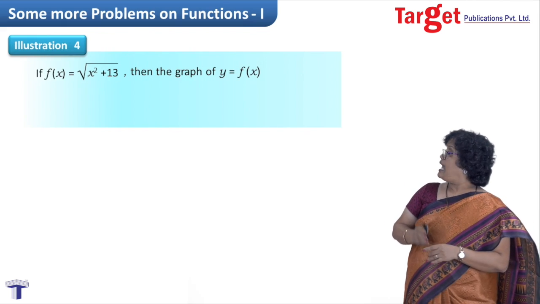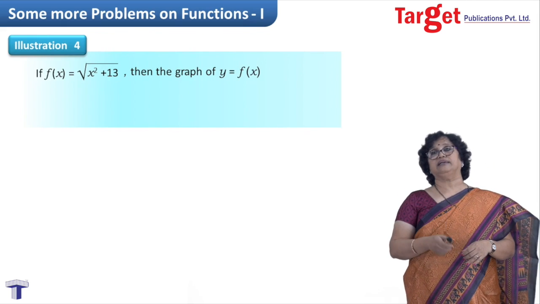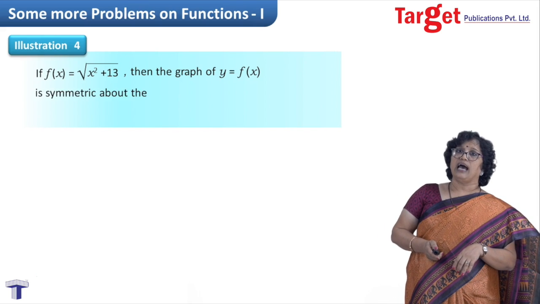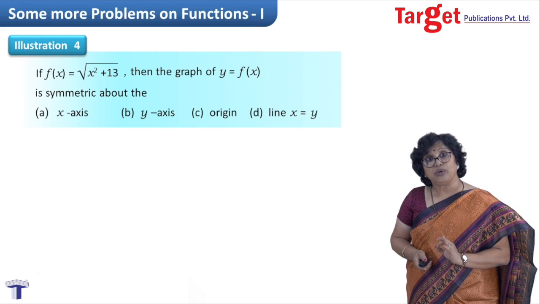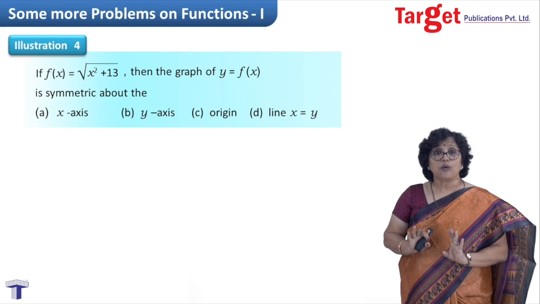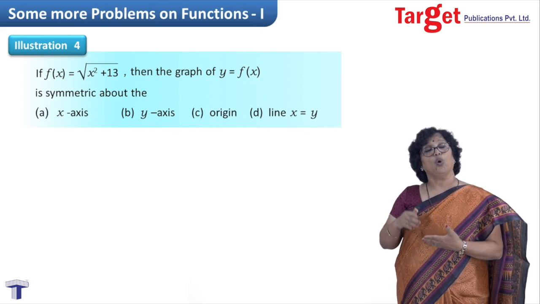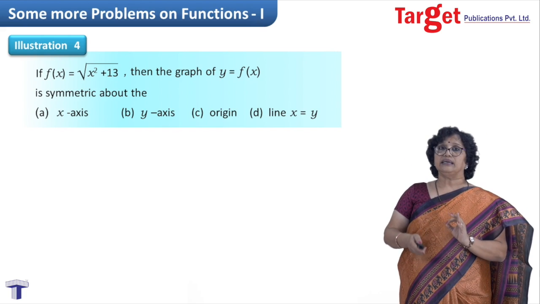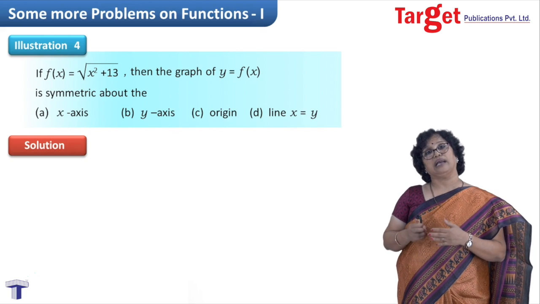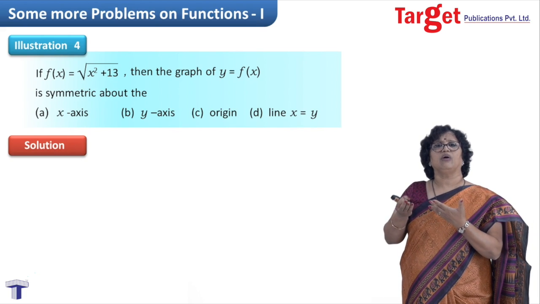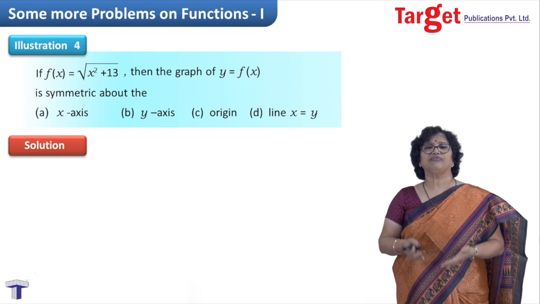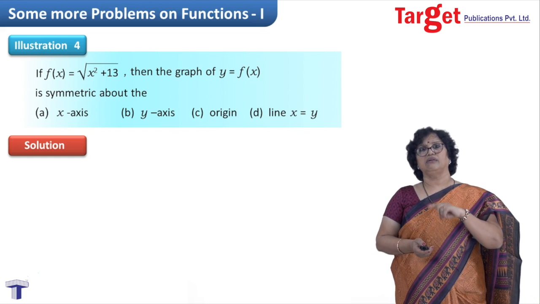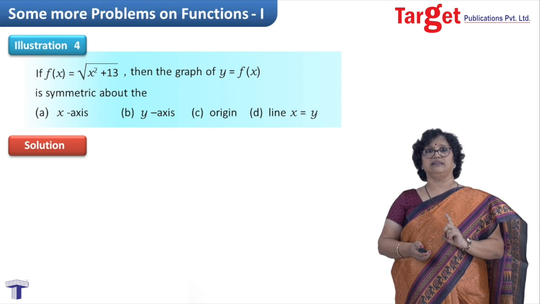Next one is f(x) equal to under root x square plus 13. And the question is regarding the graph of y equal to f(x). And it is symmetric about, that also has been given. And now the 4 options are whether x-axis, y-axis, origin or line y equal to x. Now, when you read that the graph is symmetric about origin or line y equal to x or x-axis or y-axis, what comes to your mind? Can you recall even function, odd function? There we have seen this.